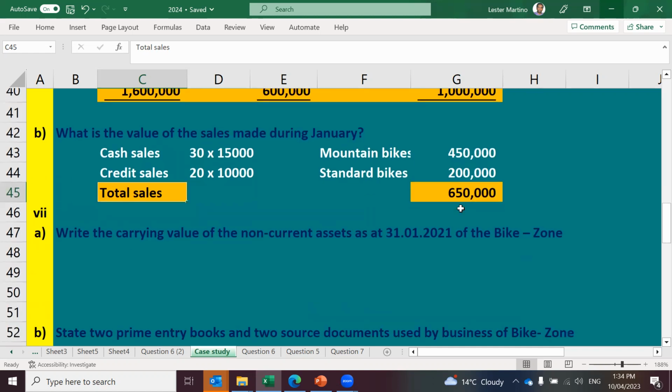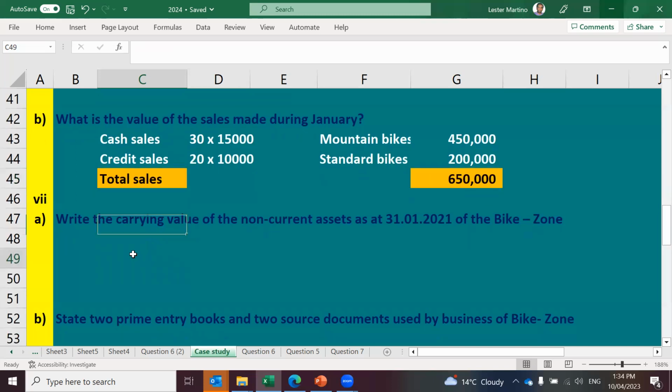Right. Write the carrying value of the non-current assets. What do you mean by carrying value? So we'll write down the answer. Carrying value is formula based. In the exam, if you can't do any calculation, at least write the formula. You will earn at least half a mark, because you need to show your marker that you know.